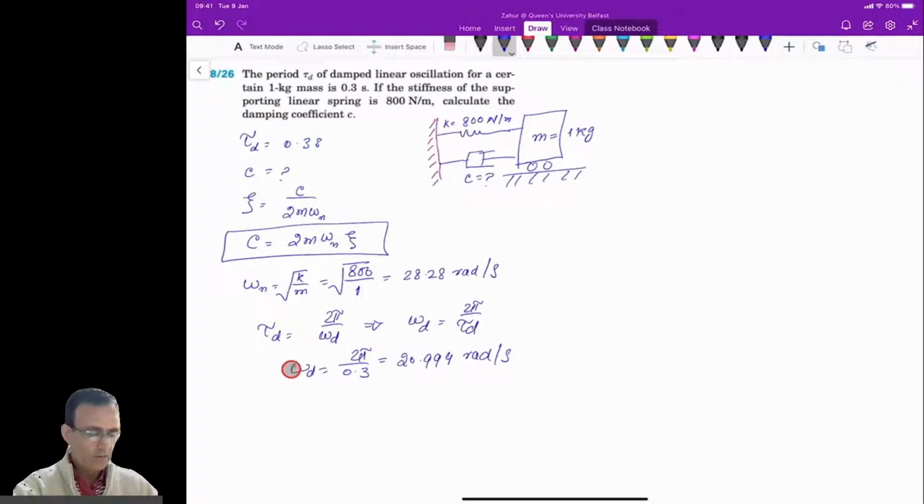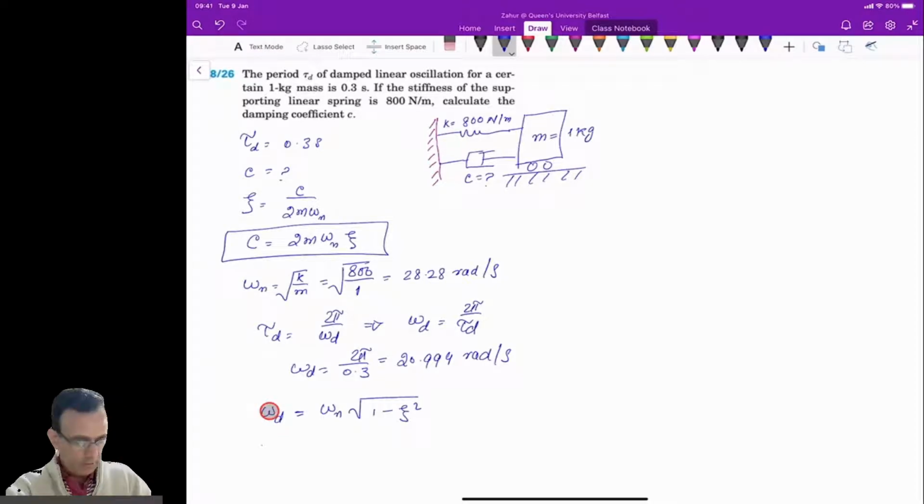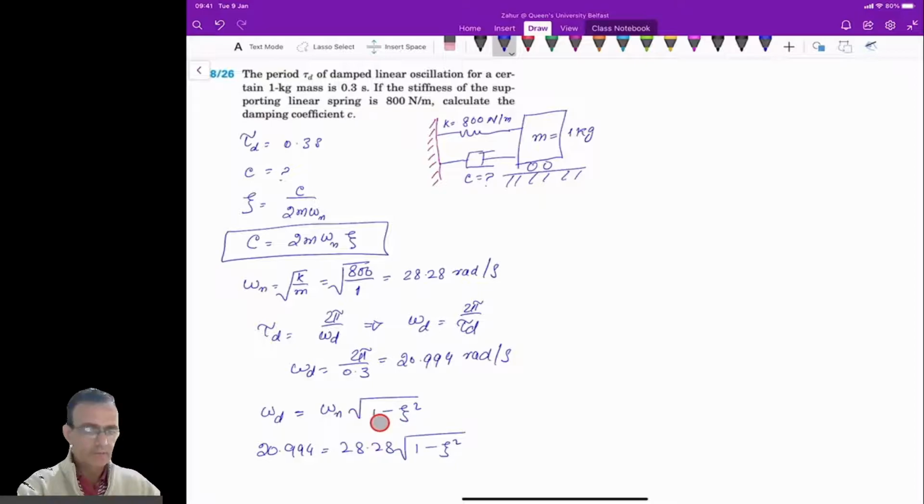Okay, so now we know the equation for omega d. Omega d is equal to omega n times the square root of 1 minus zeta square. This is the equation for the omega d. And we now know omega d, which is 20.994, and omega n is 28.28, and 1 minus zeta square. Now from this equation, we can calculate zeta, which will become equal to 0.6721. And you can see that this system is an underdamped system because zeta is less than 1.